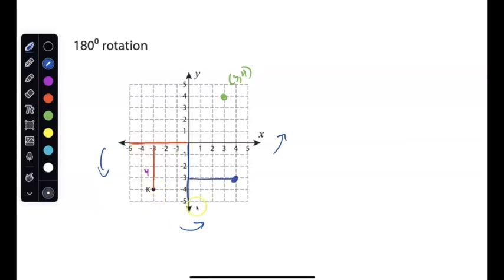I went 90 degrees this way. Let's go another 90 degrees this way. Put a line there. And at 3, we're going to go over 4. At 3, we go over 4. You get the exact same point. If you have to do 180 degrees, it doesn't matter which way you go. Counterclockwise or you can go clockwise. It works out the same way.